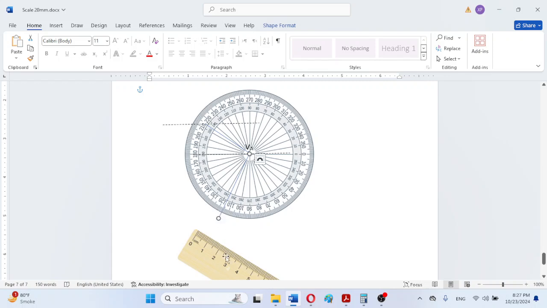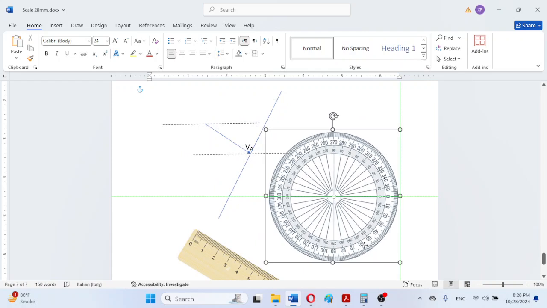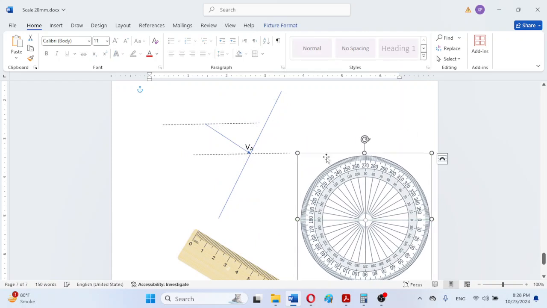So as we can observe here, 10, 20, 30, 40, 50, 60, and this is 64 approximately. So now we will be extending this line, moving from the center point like this. So we can move this protractor away. So as we can observe, we have drawn this VBA line.